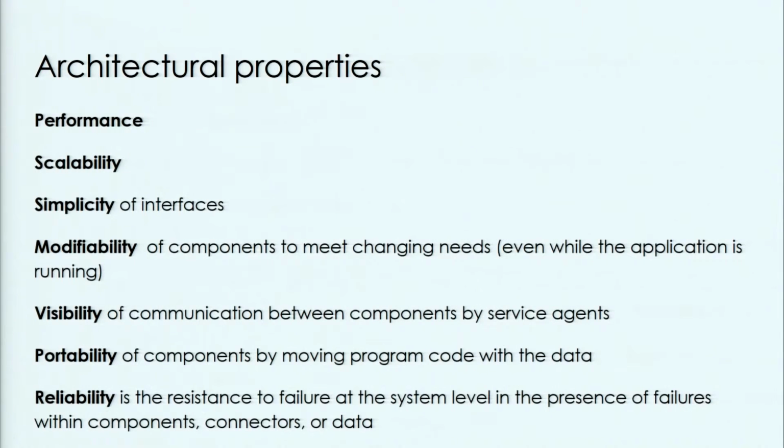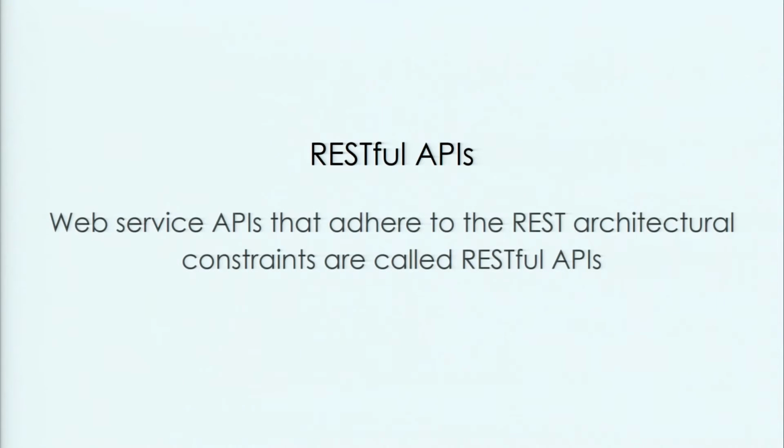Complying with these constraints, REST introduced certain architecture properties. Web service APIs that adhere to the REST architecture constraints are called RESTful APIs. Many people would go on to say that a RESTful API uses only HTTP and JSON. And all of this is important and is part of RESTful itself. But to consider an API RESTful, it must strictly follow all the rules defined in REST architecture.